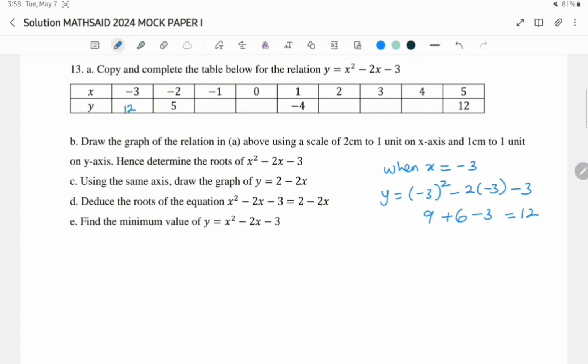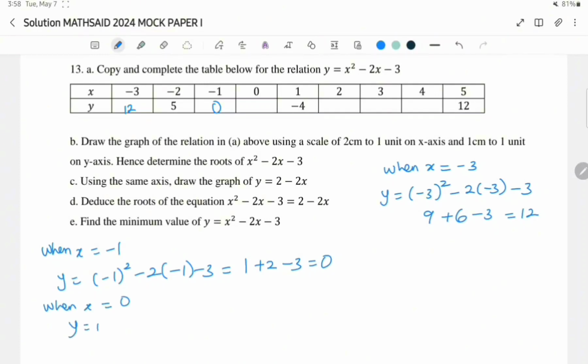When x is negative 1, we will have y equals negative 1 squared minus 2 multiplied by negative 1 minus 3, which is 1 plus 2 minus 3, and that's 0. When x is 0, y will be 0 squared minus 2 multiplied by 0 minus 3, which is simply 0 minus 0 minus 3, which is negative 3.